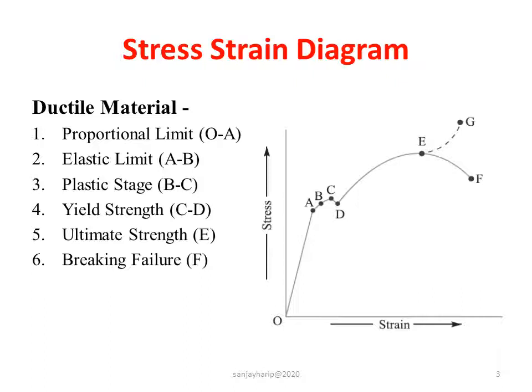Yield point. At point C, the material yields under the applied load, and there is sufficient strain without increasing the stress. Therefore, stress at point C is known as the upper yield stress, whereas stress at D is known as the lower yield stress. It is an important property of material.